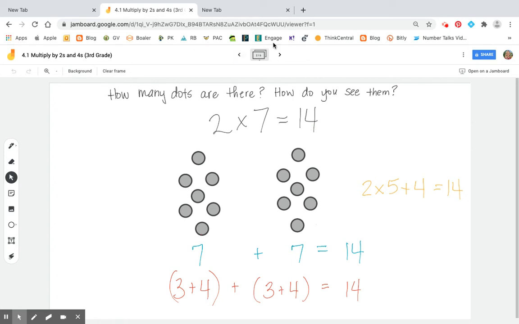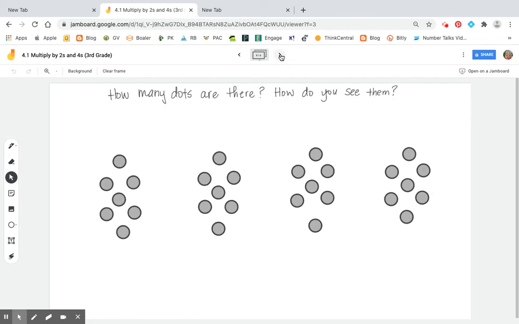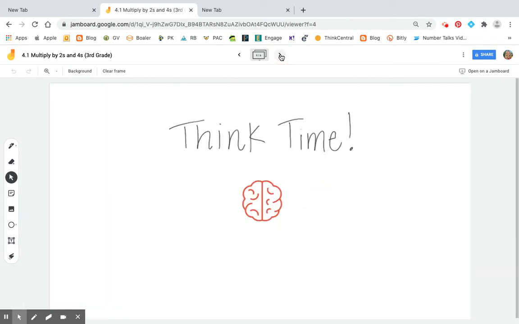All right, so we're going to fly past our think time screen. So this is our think time screen. And in just a moment, I'm going to show you the next screen. Now I want you to be ready for it because there's more dots. Okay, here we go. All right, ready?